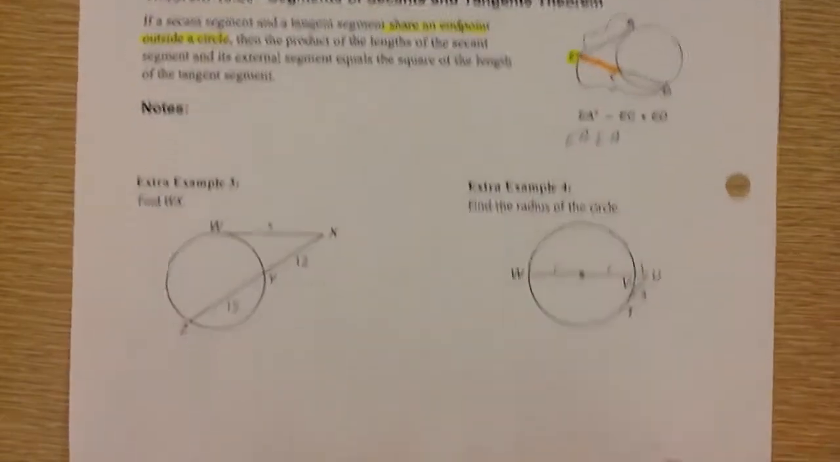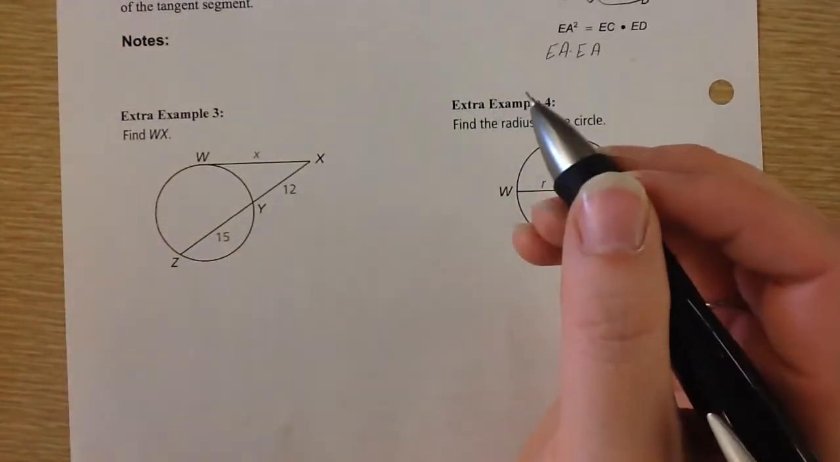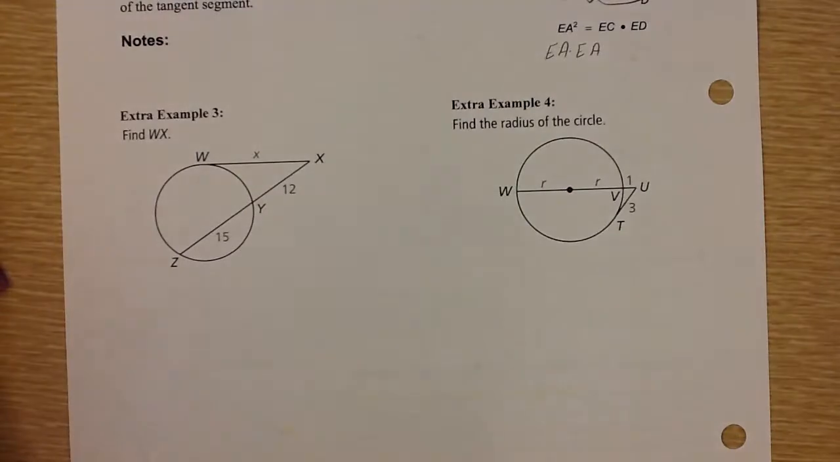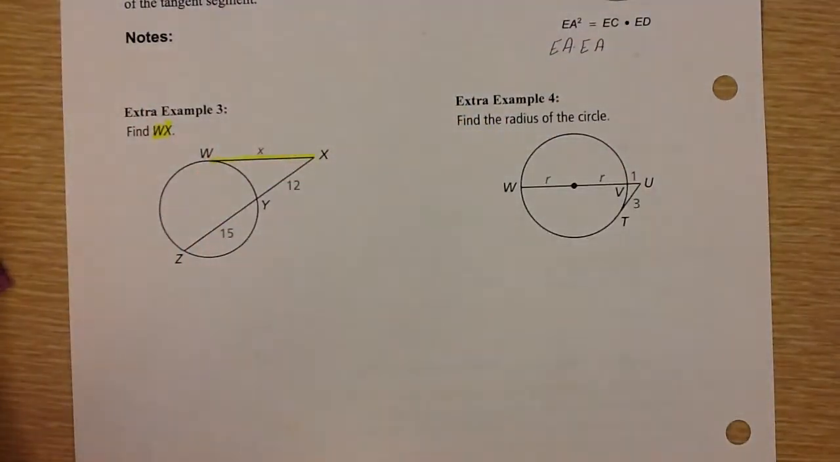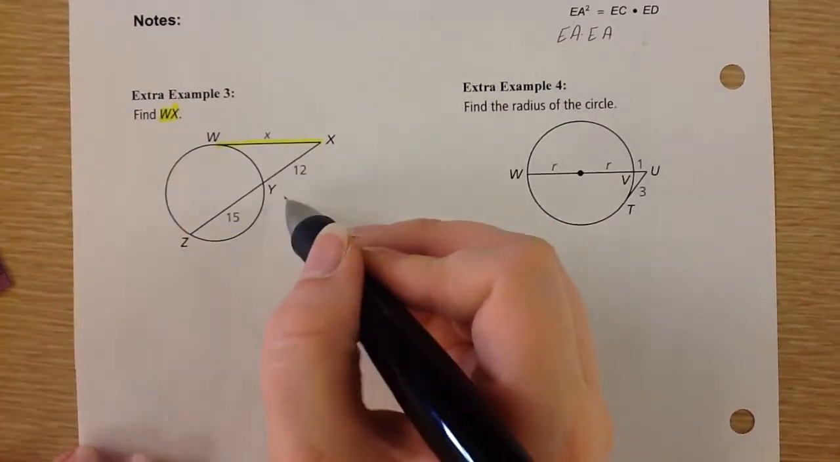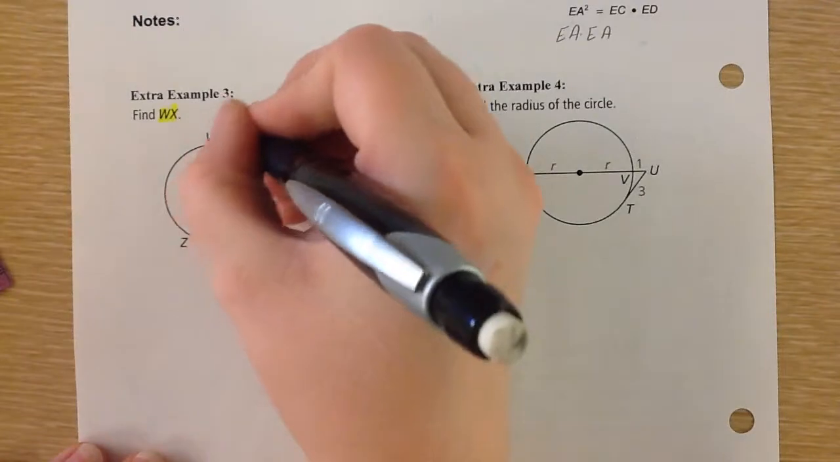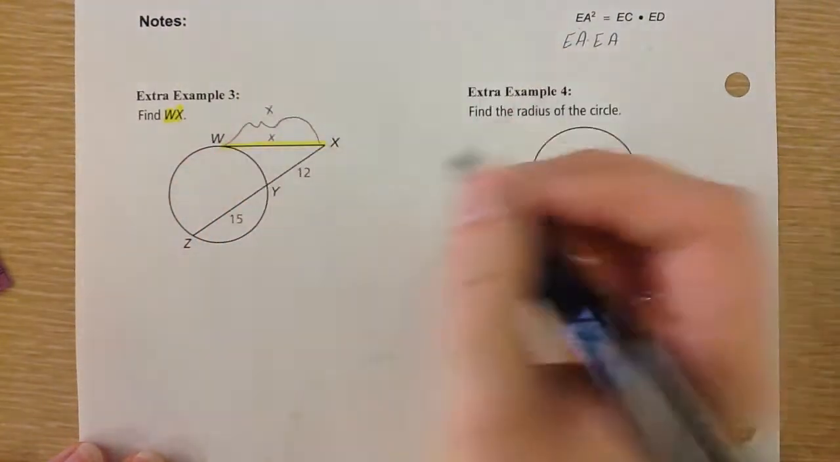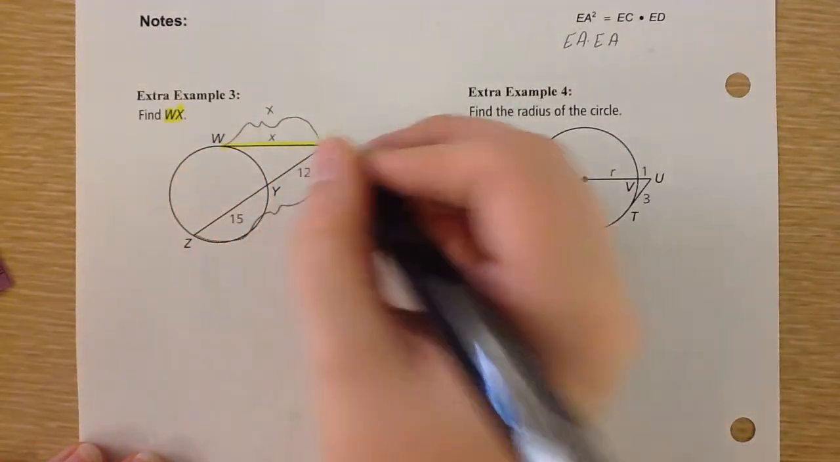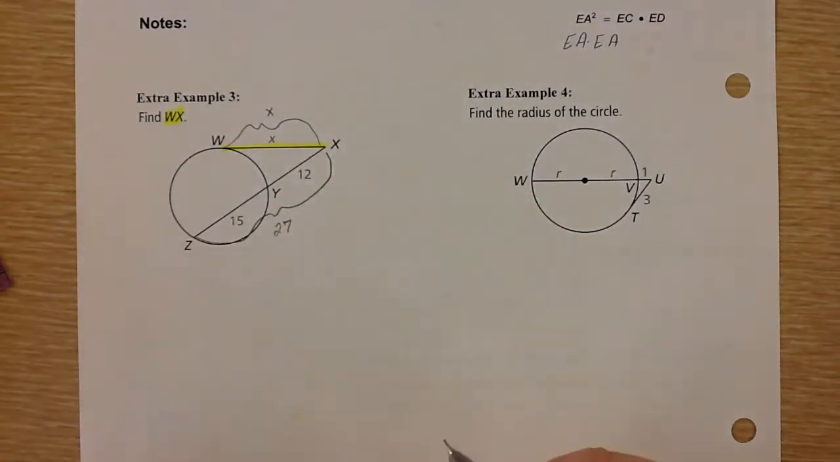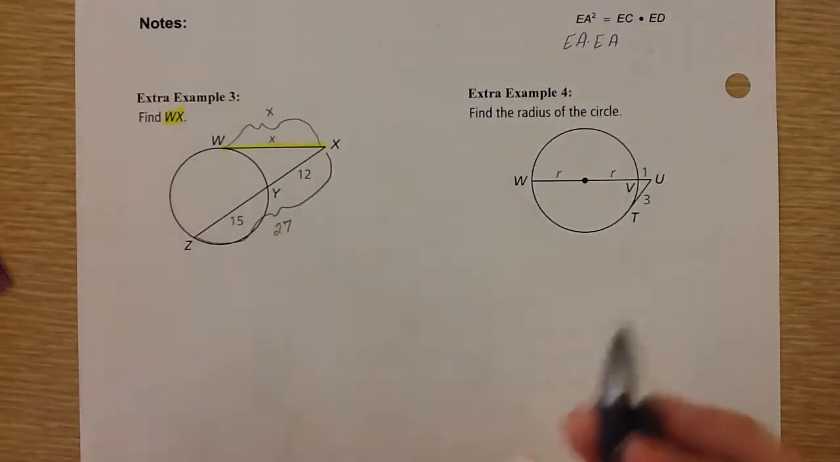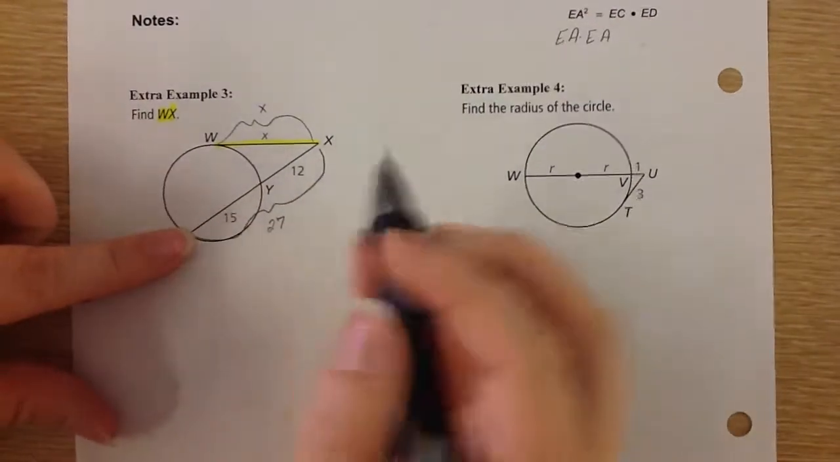Okay. All right. So here we want to find W. So our goal here, extra example 1, is to find WX. WX, that guy right there. Okay. So here I have a tangent and a secant. So I'm going to need to take the whole thing, which the whole thing of this is x. The whole thing of this one would be 15 plus 12, 27. Okay. So I need to take the whole thing.